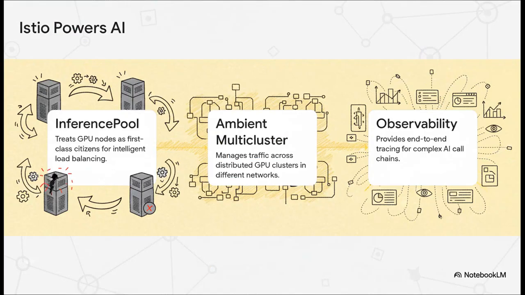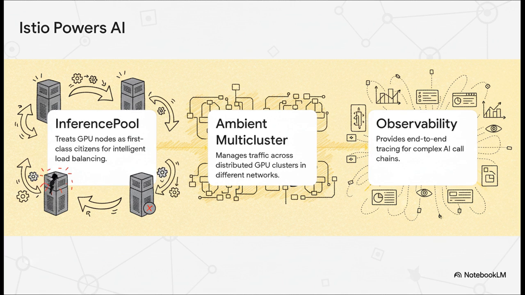And Istio is already shipping features designed specifically for AI. If you look at the slide, you see things like Inference Pool. This basically treats your expensive GPU servers like VIPs. It means Istio can intelligently route traffic to them or even automatically take an unstable GPU offline if it starts throwing errors. Then you have Ambient Multicluster, which is crucial for running resilient AI across different data centers.